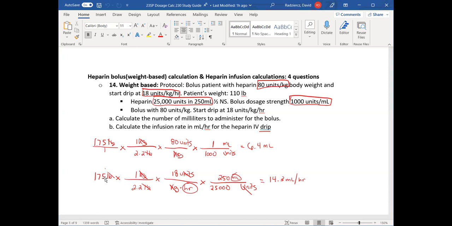There's not one right way to do these. It's just how you organize it. My preference is organizing it this way. You may prefer to organize it a different way. As long as you're getting the right answer, you're doing it right.